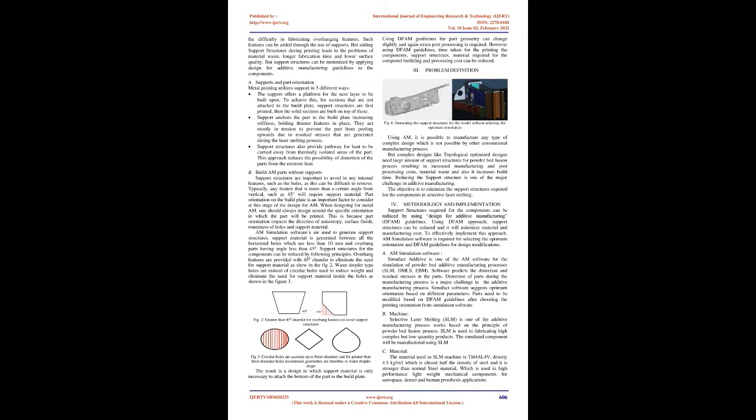Build AM parts without supports. Support structures are important to avoid in any internal features, such as holes, as they can be difficult to remove. Typically, any feature that is more than a certain angle from vertical, such as 45 degrees, will require support material. Part orientation on the build plate is an important factor to consider at this stage of the design for AM. When designing for metal AM, one should always design around a specific orientation in which the part will be printed. This is because part orientation impacts the direction of anisotropy, surface finish, roundness of holes and support material.